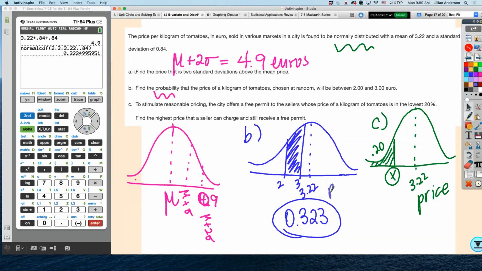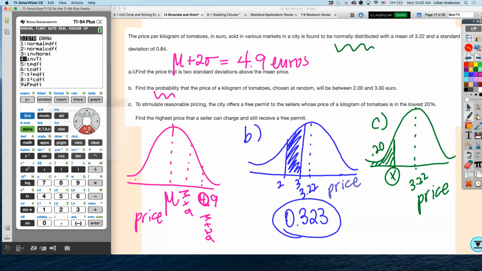Let me be proper and label all the diagrams I drew. For this one, what am I going to plug into inverse norm for the area? I am going to do 0.2. I don't have to do 0.8 because that is the area to the left. Because it said less than, correct? Lowest, yes. My mean is 3.22. Standard deviation is 0.84. Unfortunately, I got to tell my calculator to go to the left.